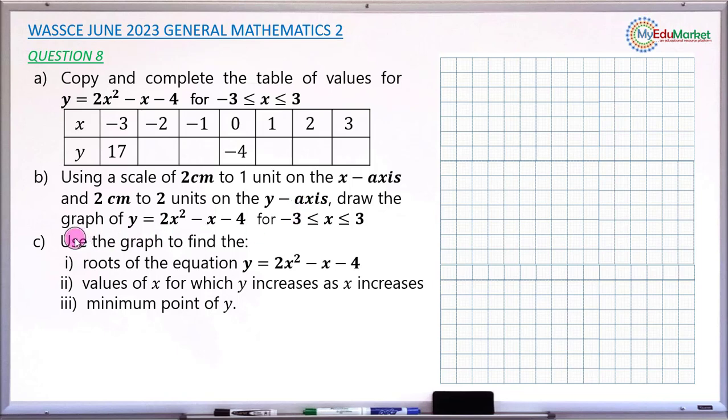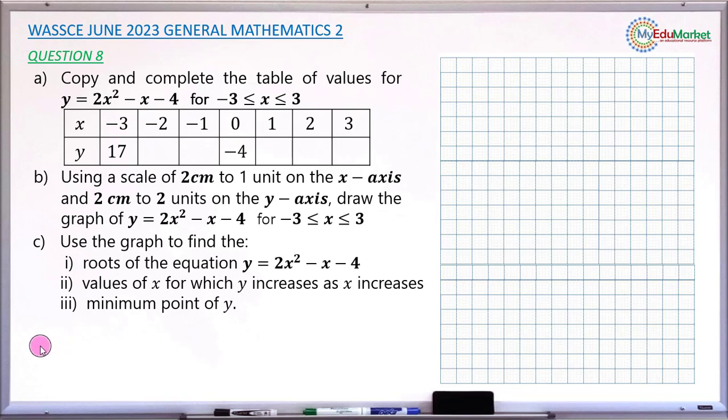Question C asks you to use the graph that you have drawn to find: Roman 1, the roots of the equation y equals 2x squared minus x minus 4; Roman 2, the values of x for which y increases as x increases; and the last, Roman 3, from your graph, the minimum value of y. These are the questions that we're going to answer in this question. So let's attempt to answer them together.